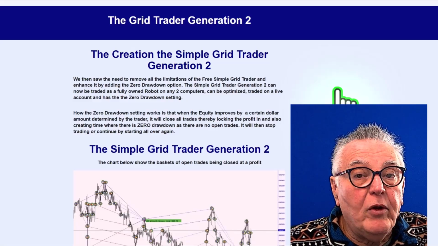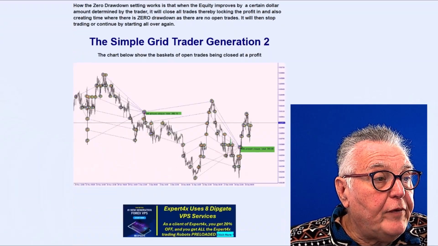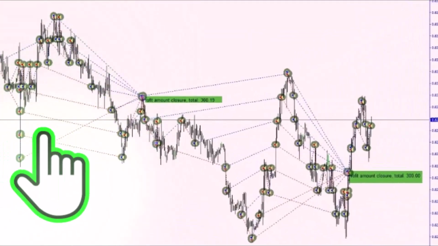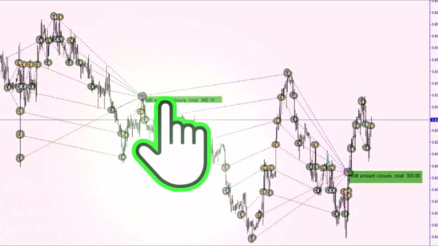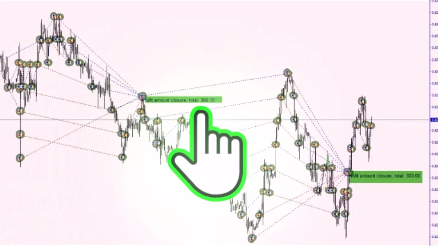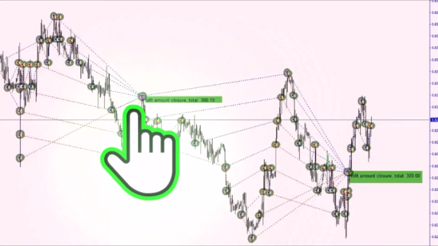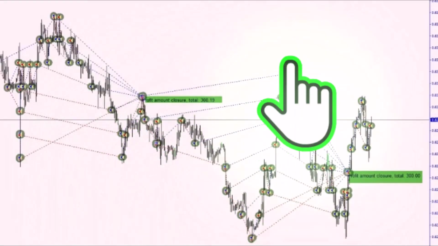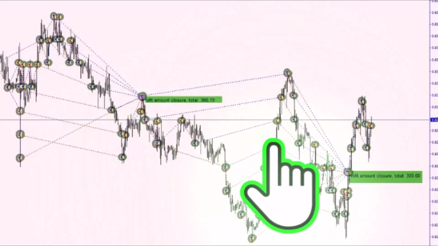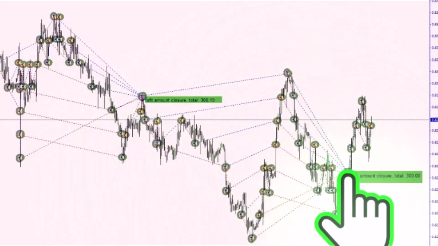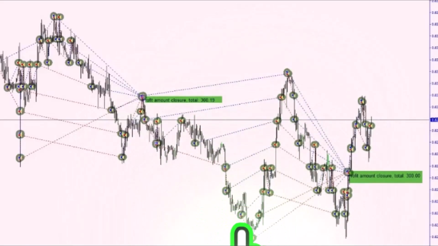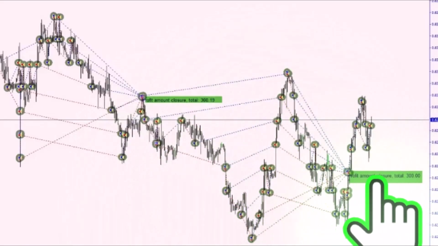Now here's an example on this chart where there's a whole lot of open trades over there. At that point, it reached the profit target, which in this case was $300, and it closed all the trades. Now when it closes all the trades, it starts again from scratch. It opens those two trades, and it will start again. And then it went off and cashed in a whole lot, and at that particular point, the total of all of the cash ins plus the open trades equaled $300, and it then closed again.